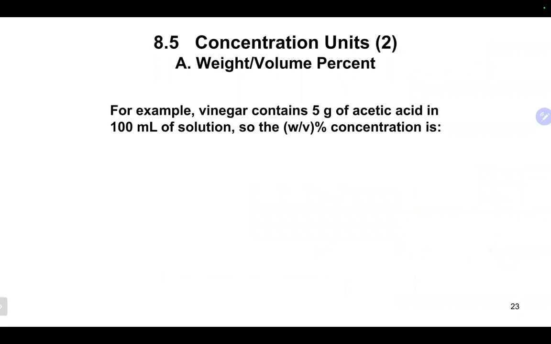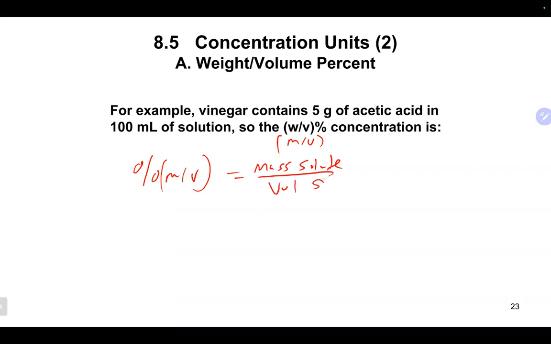Vinegar contains 5 grams of acetic acid in 100 milliliters of solution. What is the weight to volume or mass to volume percent? So looking at this one, this is basically percent mass to volume. And that is the mass of our solute divided by the volume of solution. And we do want to times it by 100.